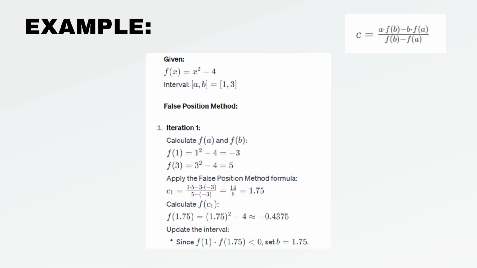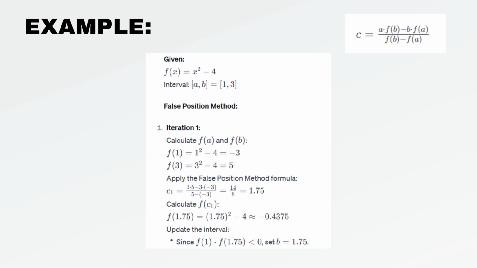Now let's see what these variables represent. a is the left endpoint of the interval and b is the right endpoint of the interval. f(a) is the value of the function f(x) at the left endpoint a, and f(b) is the value of the function f(x) at the right endpoint b.